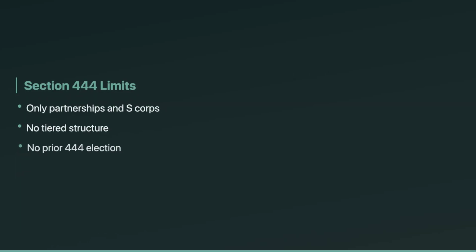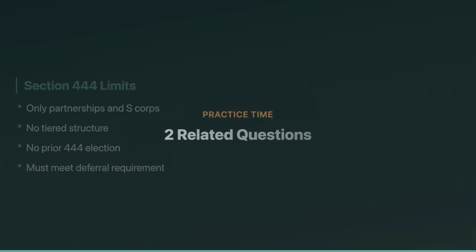Section 444 has eligibility limits. The entity can't be in a tiered structure, and it can't have previously had a Section 444 election in effect, and the year they pick has to meet the deferral period requirement. Translation: you can't just pick any year-end you want. For EA exam questions, your job is usually to identify whether Section 444 is even on the table, and then match it to Form 8716.